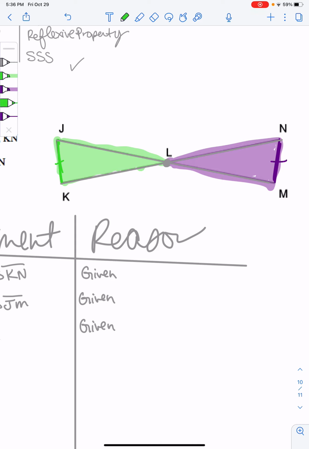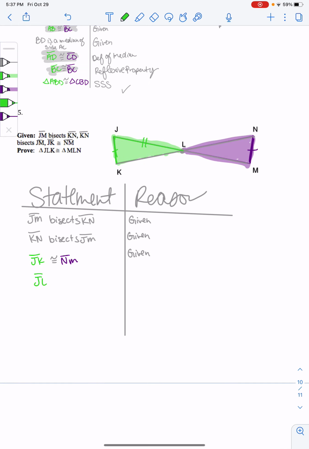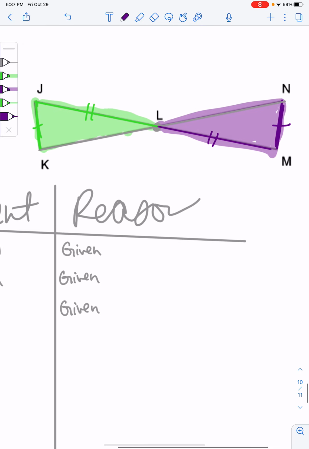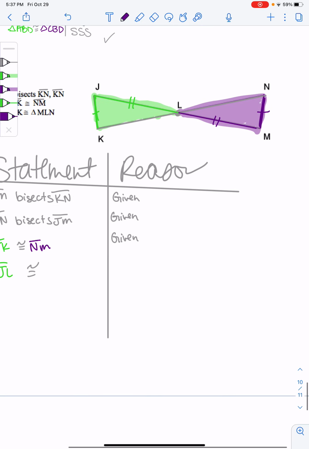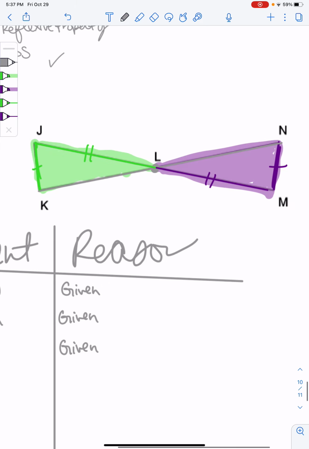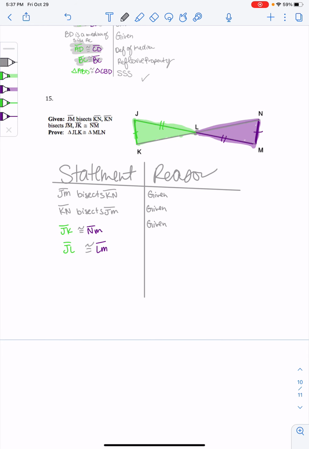So they're saying if you take these lines, this is the middle for both of them. So it's literally telling us that this, JL, has to match up with this one over here, LM, because they said it bisects or cuts in half. So LM. And your reason there is not just because it looks like it. It's because it told us that it bisected, meaning it cut it in half. So I'll put definition of bisects. It also works the other way.